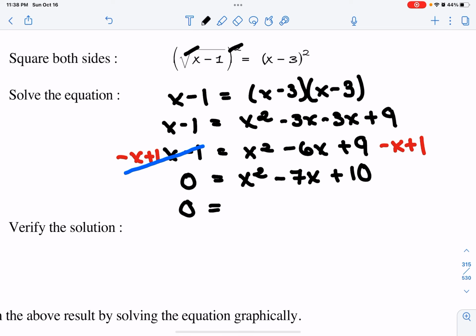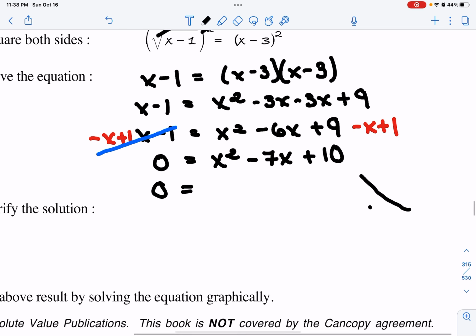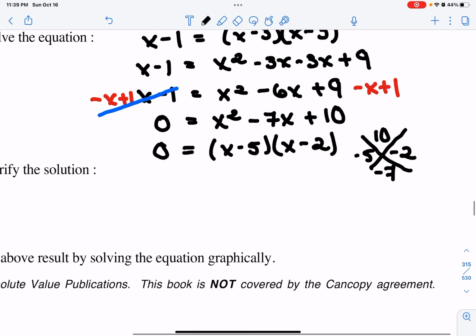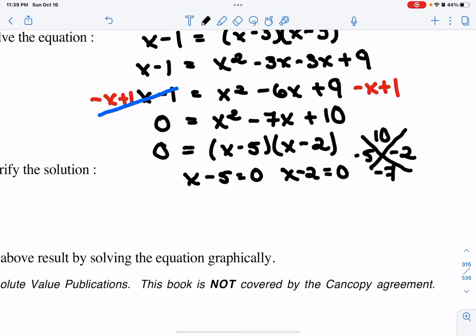Now, from quadratic equations, what did we do in this case? We factored it. X squared, we need to multiply to make a positive 10, add to make a negative 7. That's negative 5, negative 2. We know decomposition isn't required because the a value here is 1. So I can go x minus 5, x plus or minus 2, I should say. When I solve these like I did in quadratic equations, I set them each equal to 0 and solve. X minus 5 is equal to 0, x minus 2 is equal to 0. Therefore, x is equal to 5 and x is equal to 2.